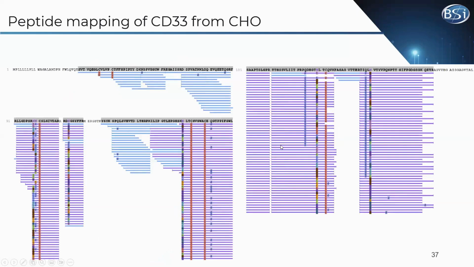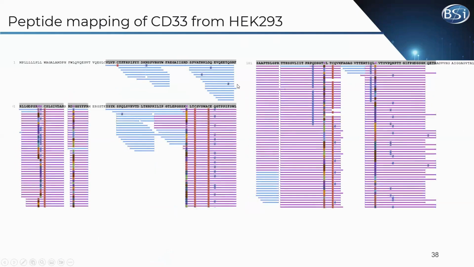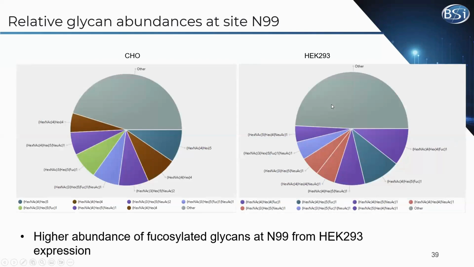And so we used our N-link glycan workflow, and as you can see, all these purple bars represent different N-link glycopeptides. So we had very good coverage across the 6 different N-link glycosites in CD33. This one was produced in CHO cells, and here the other one was produced in HEK293 cells. And then we did site profiling and compared the glycans identified between the 2 cell systems. And we found a significantly higher abundance of fucosylated glycans at this particular position in CD33 from expression in HEK293.